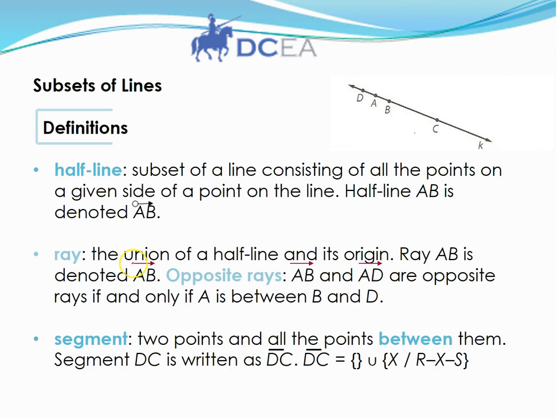Just to make a note, the ray will always be written to the right, and the half-line has the option to go either direction, but I suggest you make your half-lines travel to the right just for some consistency. We have opposite rays. We have ray AB and ray AD. They share the endpoint A and are opposite rays only if A is in between points B and D.